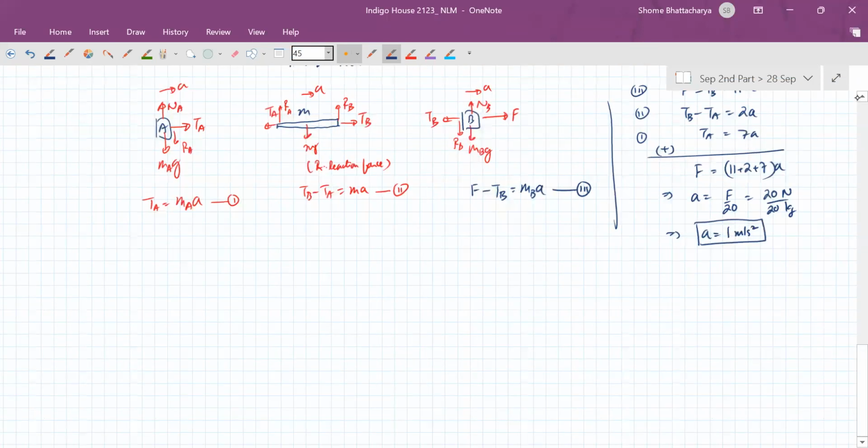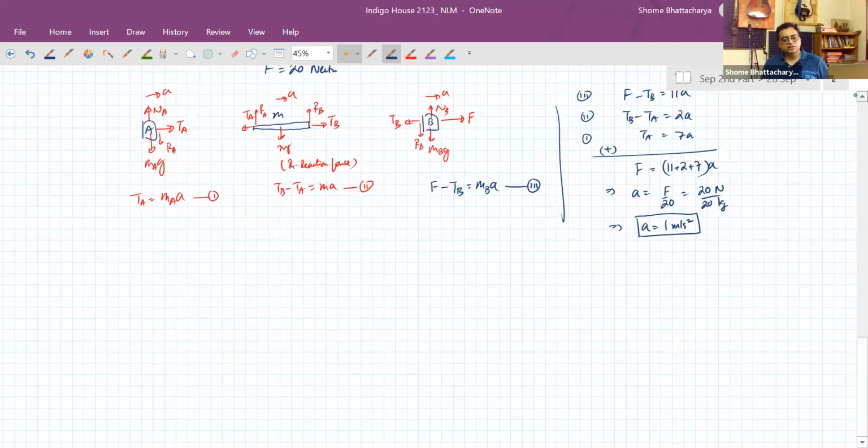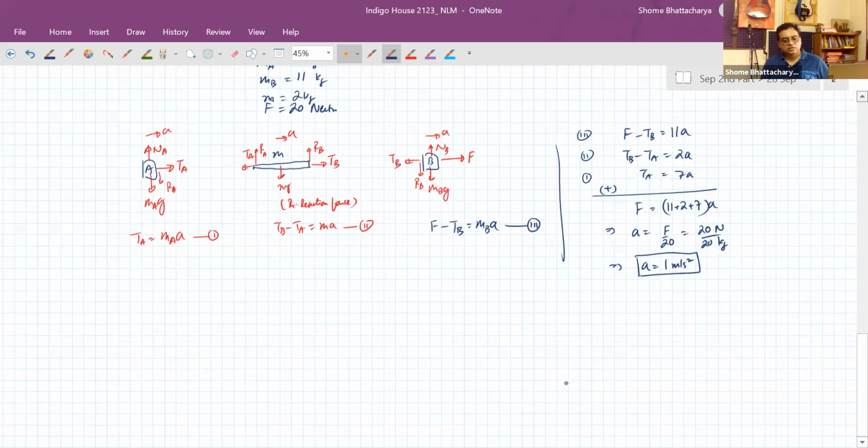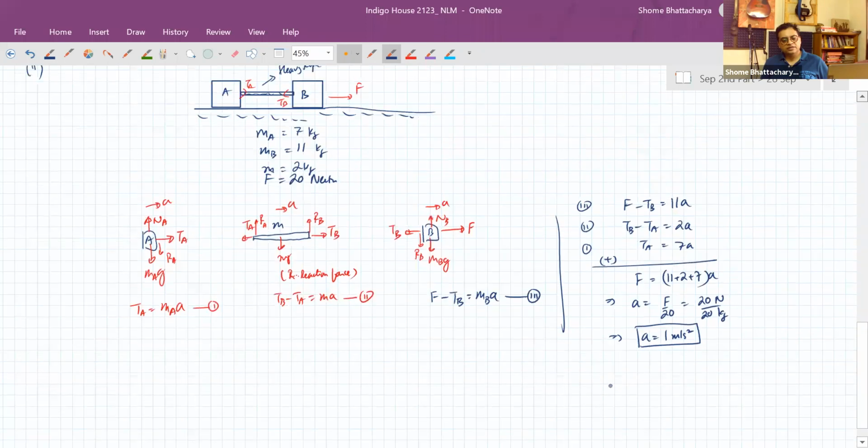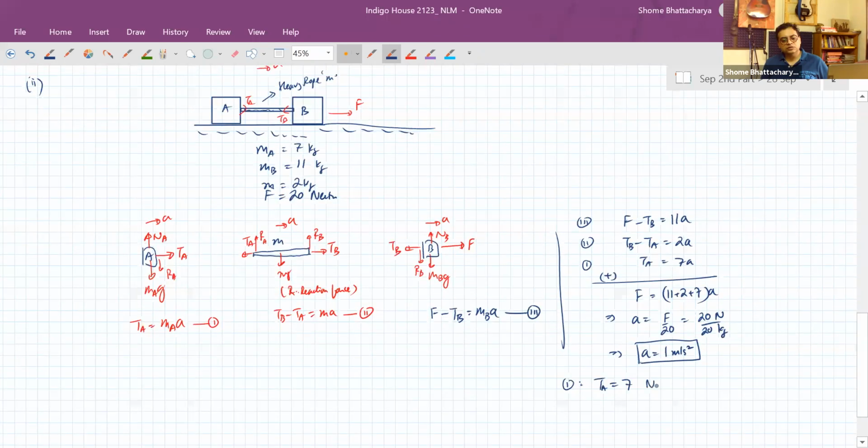So we can put these back in these equations, and we can see that from equation 1, tension at the point A will become 7 newtons. Then from equation 3, you can see that tension at the point B will become 9 newtons. Or you can use equation 2 also. Now the only thing remaining is, so these are the tensions at these two ends.